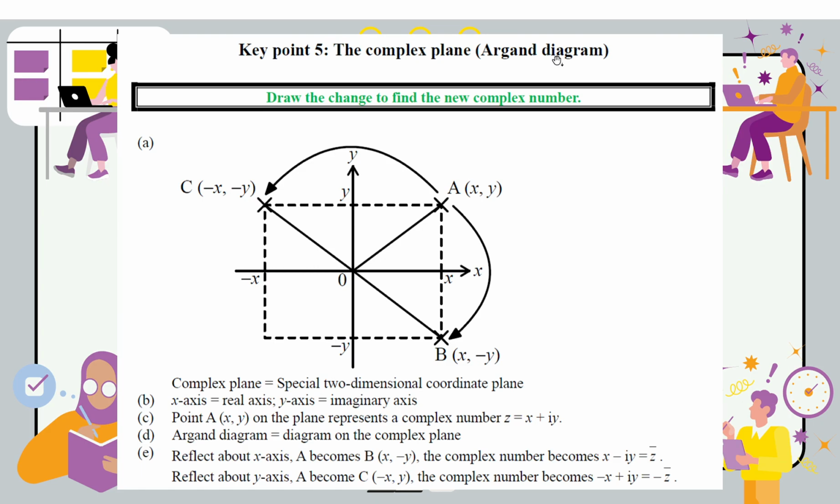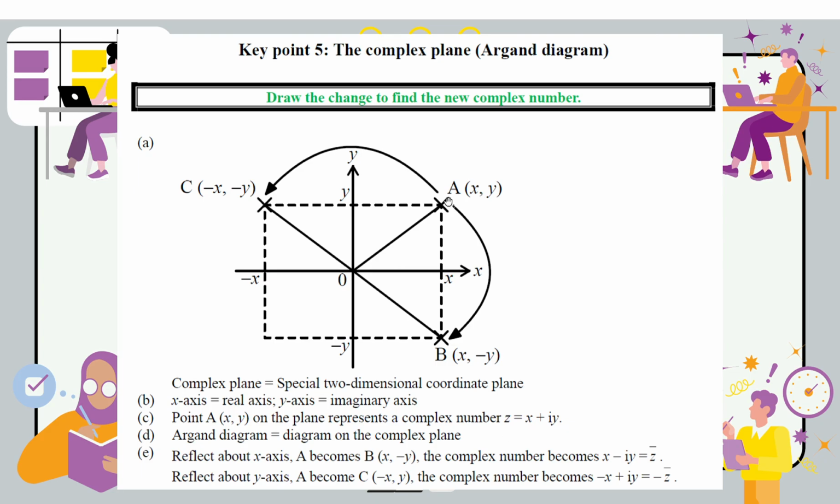The Argand diagram is a special plane with xy coordinates, but now the xy coordinates do not represent two-dimensional things. We represent the real part x and the imaginary part y of a complex number. When we do so, this plane we call the Argand plane, Argand diagram, the complex plane. So x is the real axis, y is the imaginary axis. Any point on it, x, y, represents the complex number z equals x plus iy.